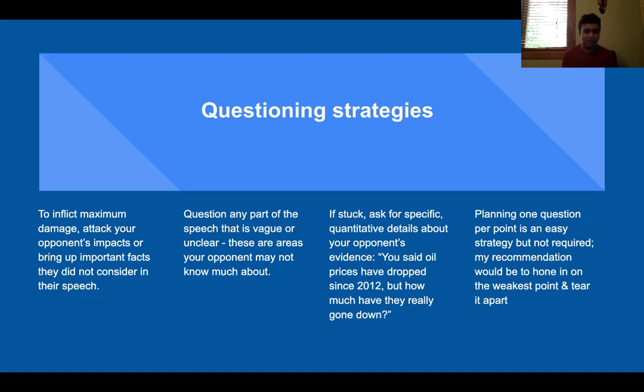And then finally, planning one question per point is an easy strategy, but not required. My personal recommendation would be to hone in on the weakest point and tear it apart. Usually that's people's second point, but if you think another point is weaker, just go straight for it and keep tearing it apart. Ask lots of questions about that until it sort of runs dry, and if you have extra time, you can go to another question on one of the other points. So there are lots of different ways to do this.